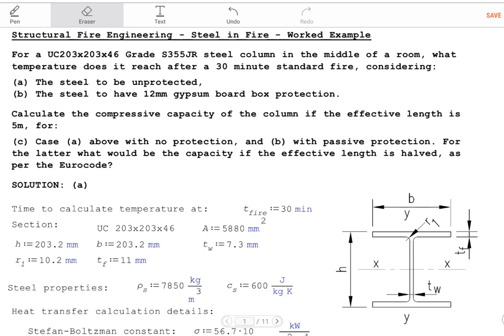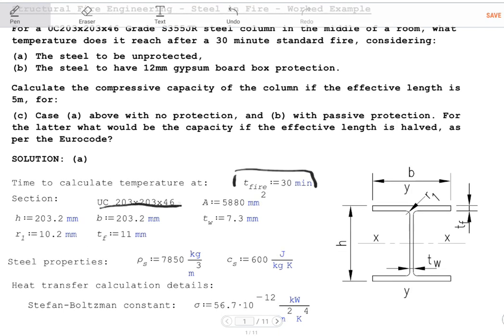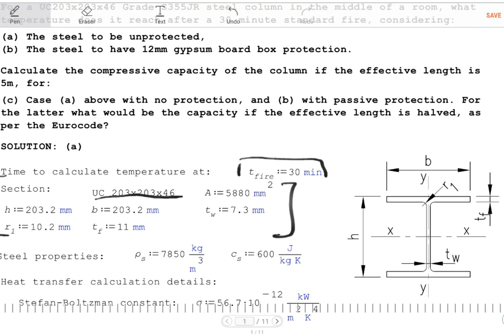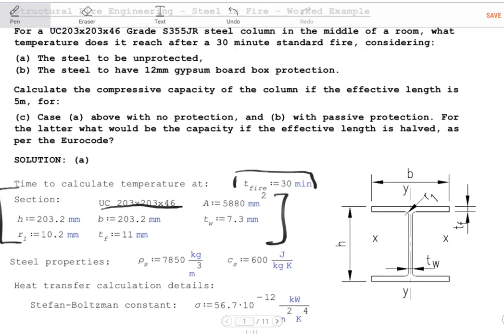So firstly, we've got our 30-minute fire that we're going to be working with, and this is the given section. I've listed the properties of the section that we'll need there, and then those are illustrated on the cross section on the right. We're given the density and the specific heat of the section.